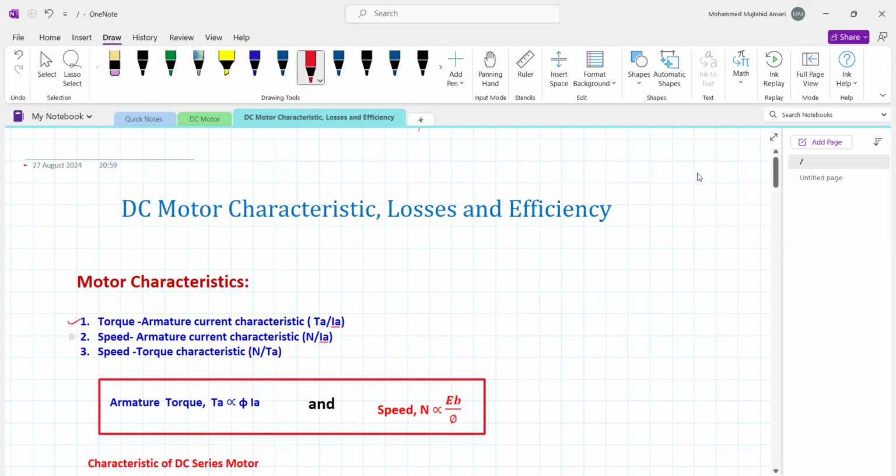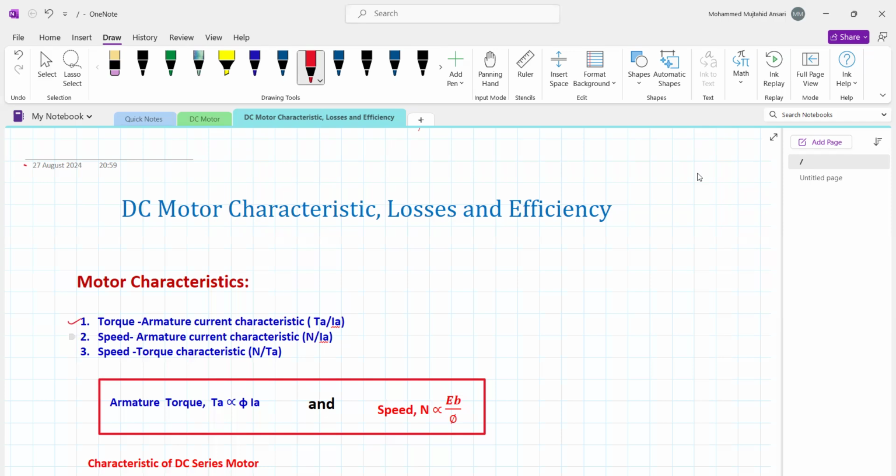Second characteristic is the speed armature characteristic. It will give the relation between speed of motor versus armature current, or indirectly it is a load current because the armature current is a function of load. If the motor is loaded, the armature current will be more, and if the motor is under no load condition or light load condition, the armature current will be small. And third, from these two, it is possible to know the speed torque characteristic of the motor.